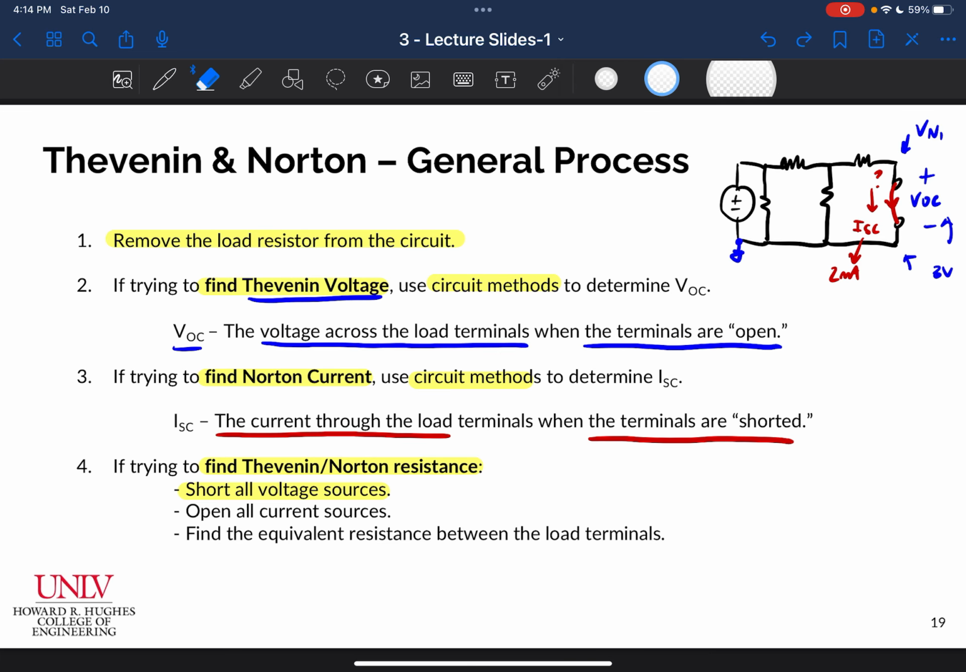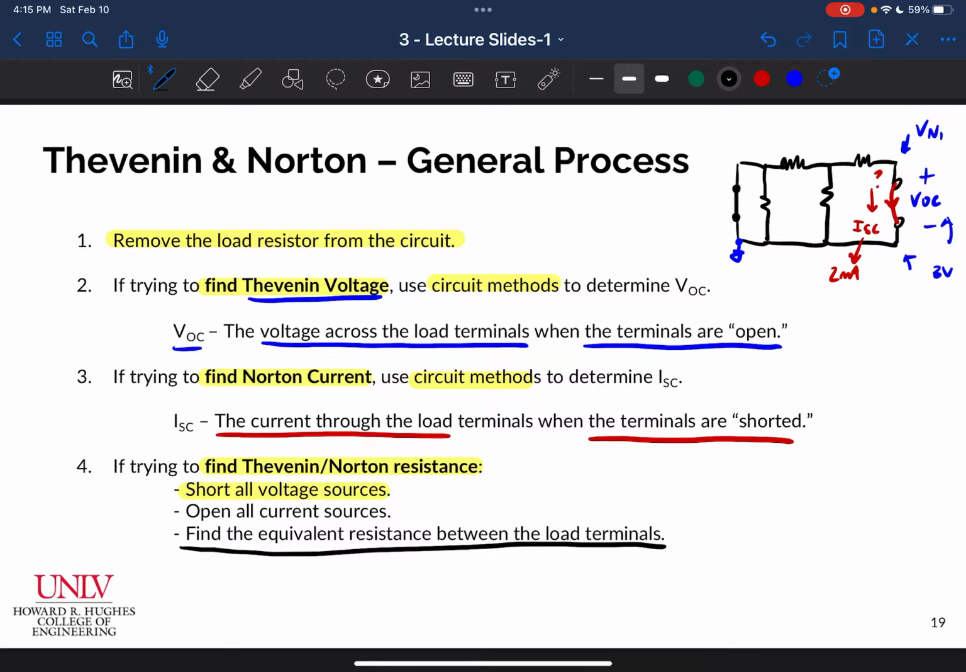or sometimes I'll draw it like this: you could remove the source and draw a physical short there. And then open all current sources. I don't have any current sources here, but if I did, I would open them. And then I find the equivalent resistance between the load terminals.